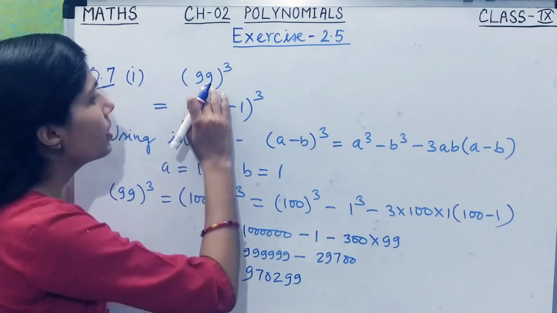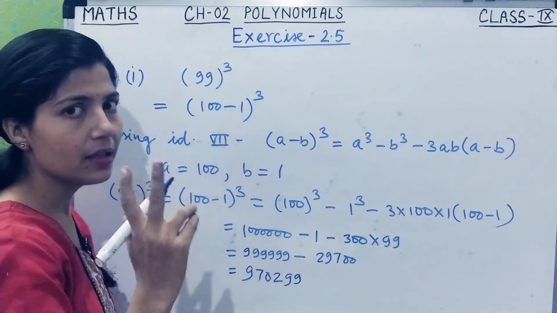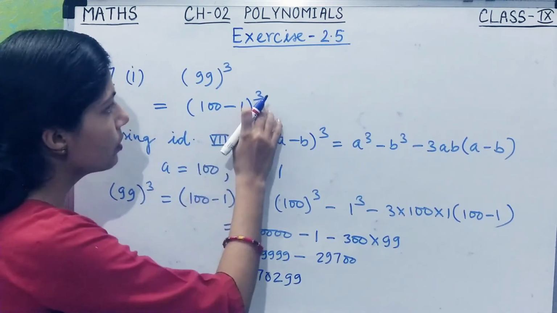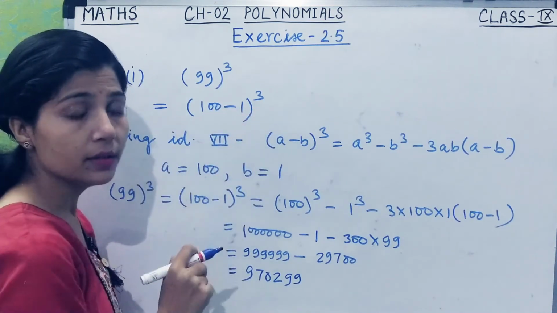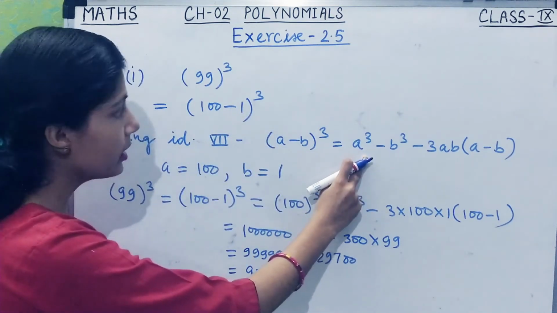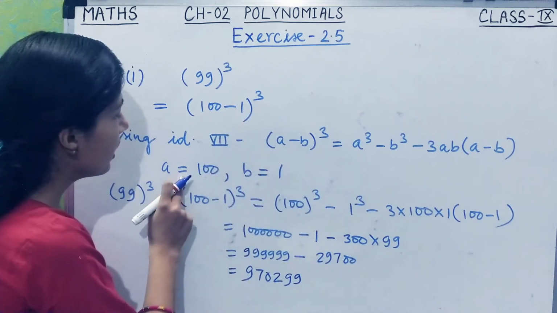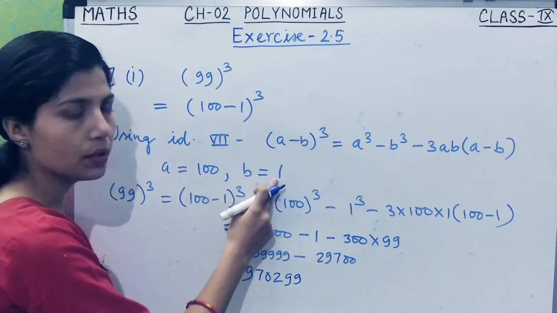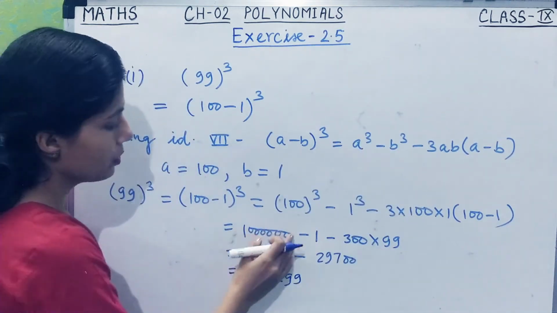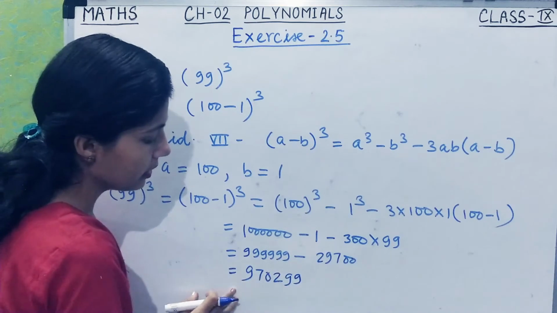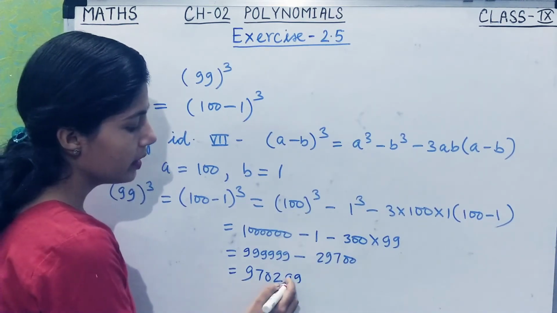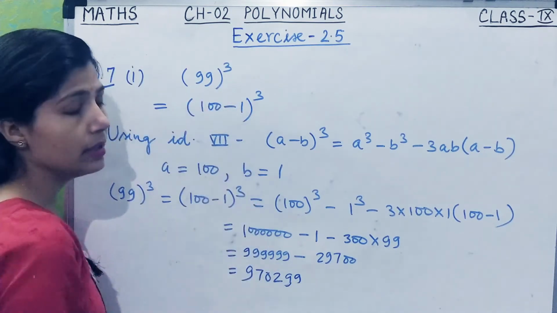Okay, so first we have to make out this 99 as 2 terms. So we can write 99 as 100 minus 1. Okay, so now this is in an identity form, that is a minus b whole cube. Same we are using here. So on comparing these two, we are getting a as 100 and b as 1. So we have to put these values in the given identity. Okay, so after putting these values, we are getting this answer. So 9,70,299 is the cube of 99.